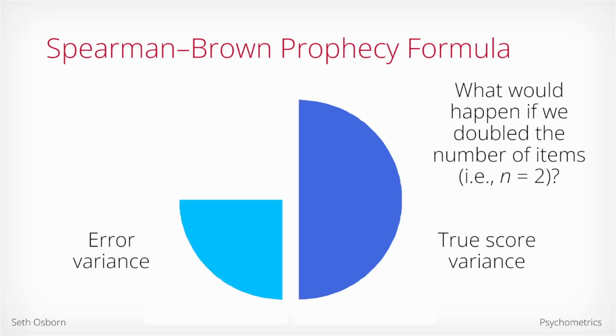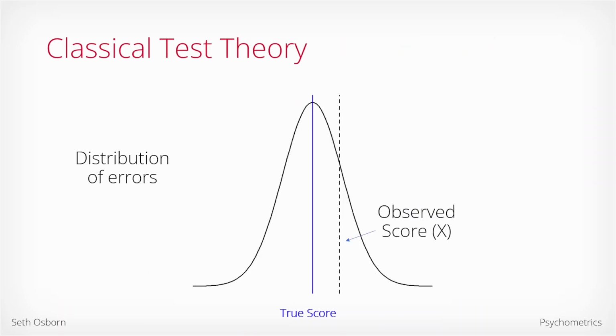The only exception would be if we started with a reliability of 0 or 1, because then adding or removing equivalent items wouldn't change anything. So why would doubling the number of items cut the error variance in half? Let's build some intuition for this.